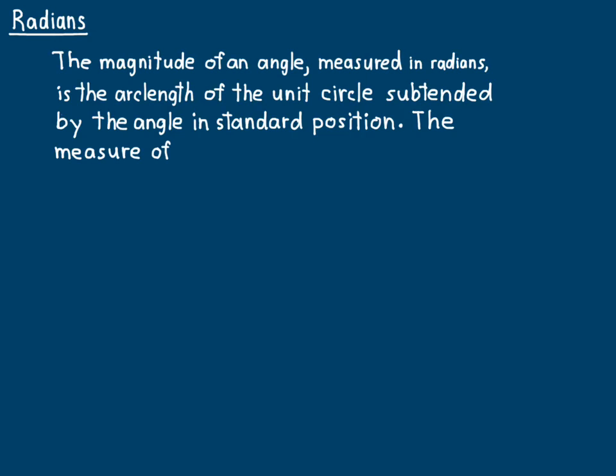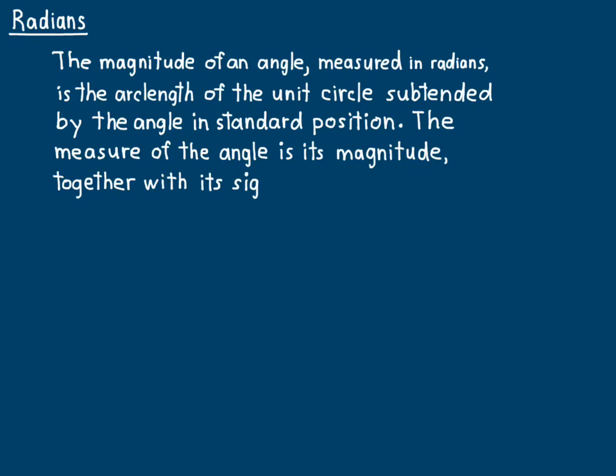So the magnitude of an angle measured in radians is the arc length of the unit circle subtended by the angle in standard position. I'll show you a picture, so if the words bother you, don't, just hang with me here. The measure of the angle is its magnitude together with its sign. So it can be positive or negative, as I mentioned before. And we're measuring the arc length of the unit circle.